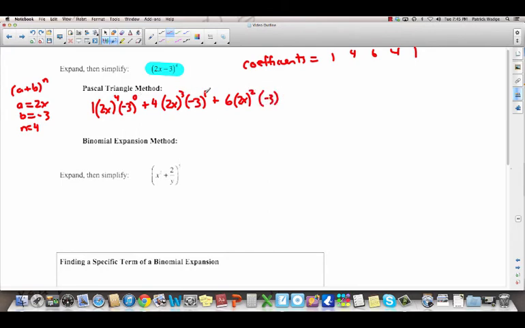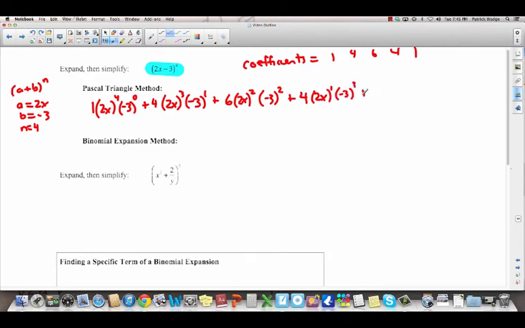It's gone from 0 to 1 to 2. You see they always add up to 4, just like the power was there. 4, 3 plus 1, 4, 2 plus 2, 4. 2 to go. Take our coefficient, which is 4. A value is 2x. It's going to have a power of 1. Negative 3 is going to have a power of 3.